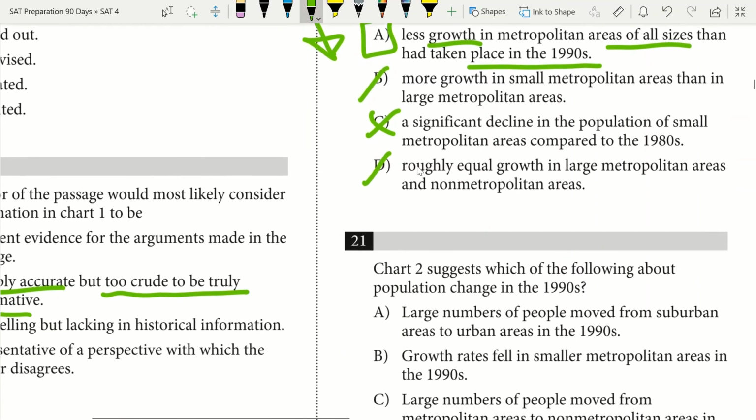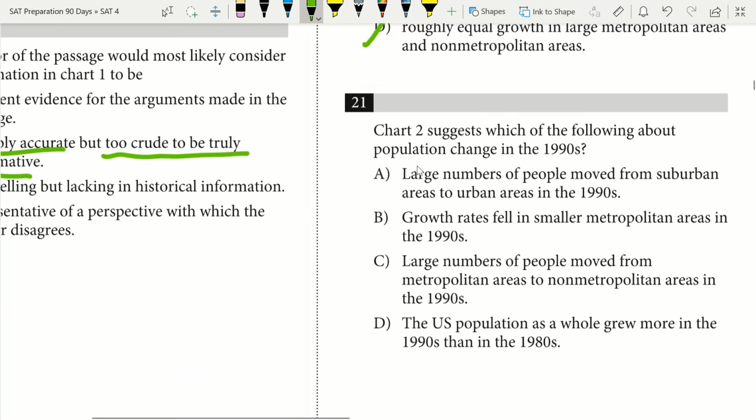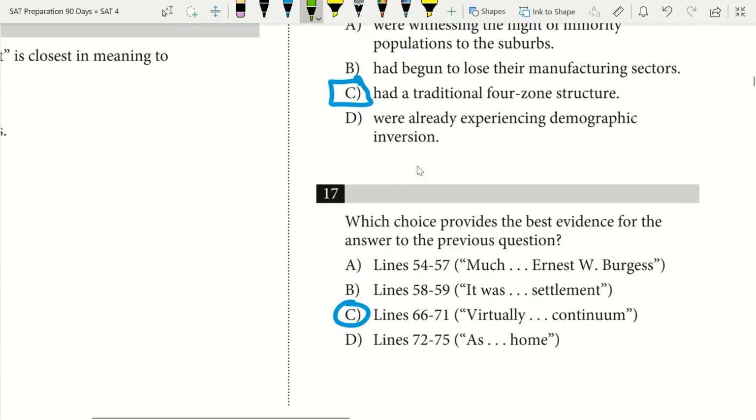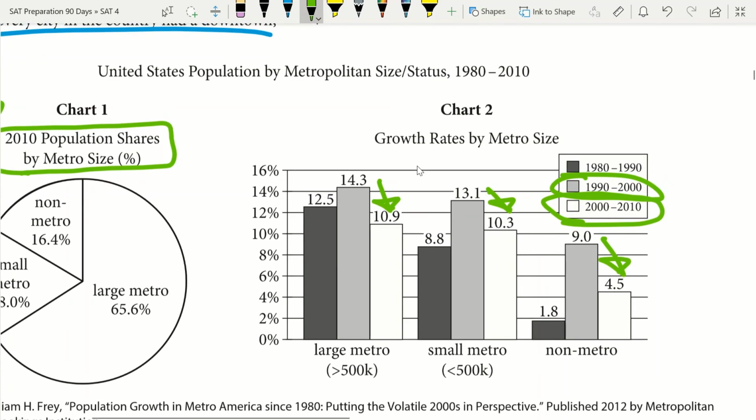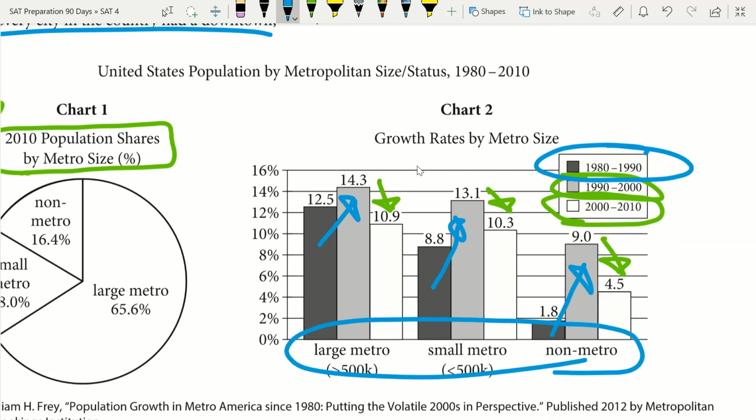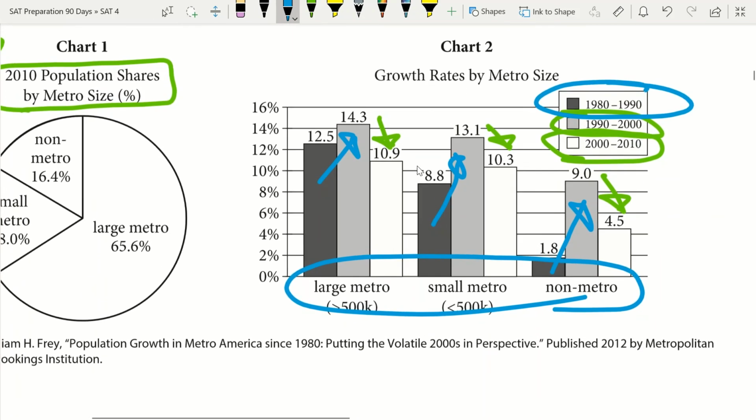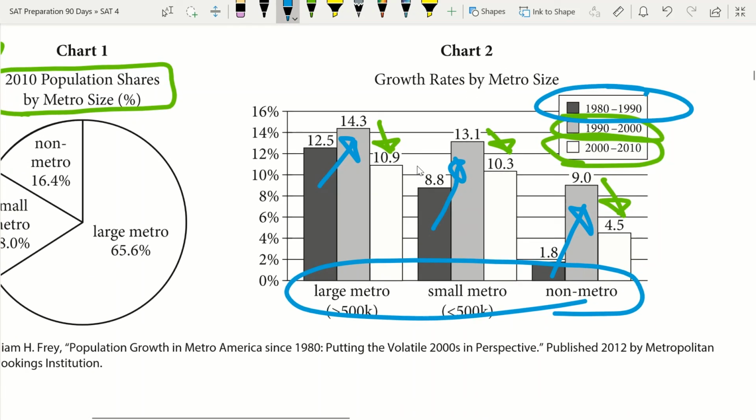All right, next question: Chart 2 suggests which of the following about population changes in the 1990s? We have to go back up and take a look at our graph. Keep in mind, a change in the 1990s would have to be compared to 1980 to 1990, so I'll put that in blue. I see an increase here as well, and an increase in non-metro. So I have an increase in all of my areas from basically the 1980 to 1990 decade to the 1990 to 2000 decade.